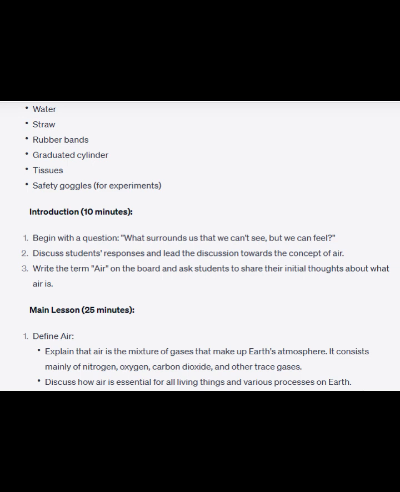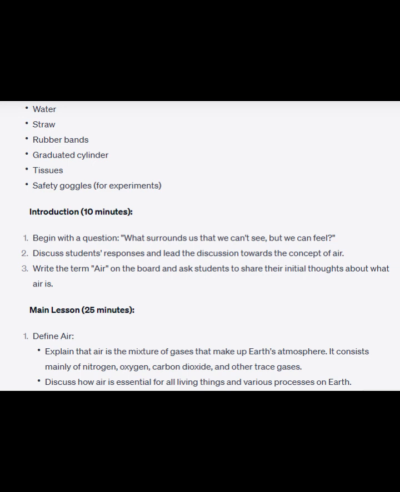Begin with the question, what surrounds us that we can't see, but we can feel? Discuss students' responses and lead the discussion towards the concept of air. Write the term, air, on the board and ask students to share their initial thoughts about what air is.